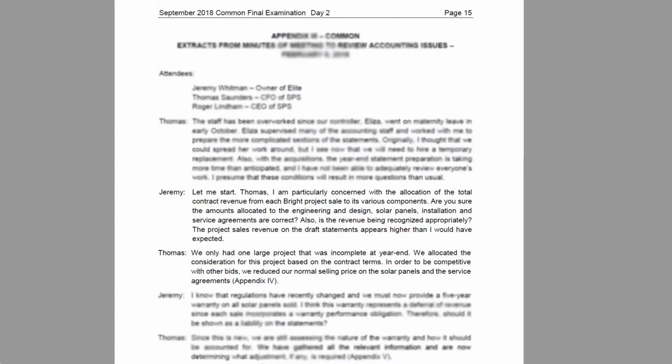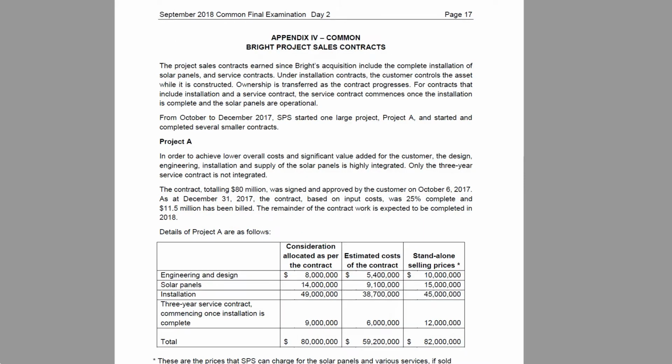It may be best explained through an example. Here's your day 2 FR AO from CFE 2018. Hit pause to read it in detail. Let's look at that appendix. What do you notice?